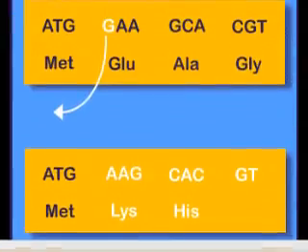Another kind of mutation is a frameshift mutation. In a frameshift mutation, an entire strand gets messed up because everything is shifted to a spot where it's not supposed to be.